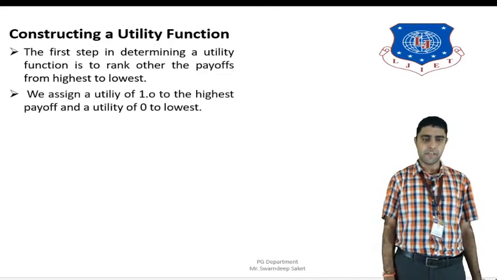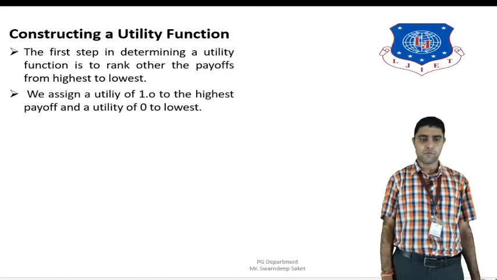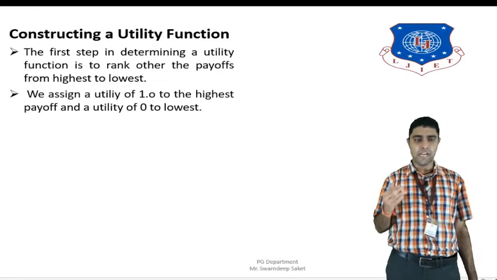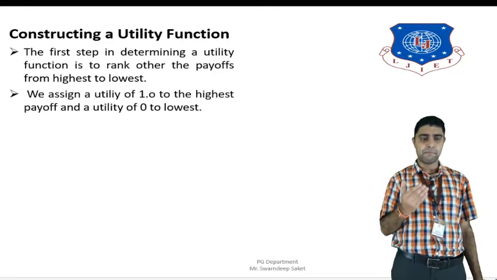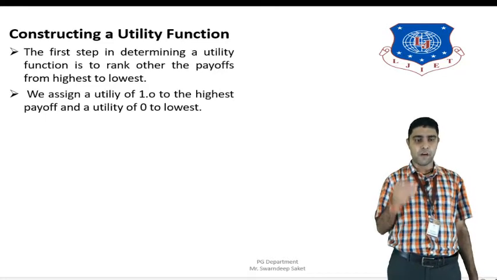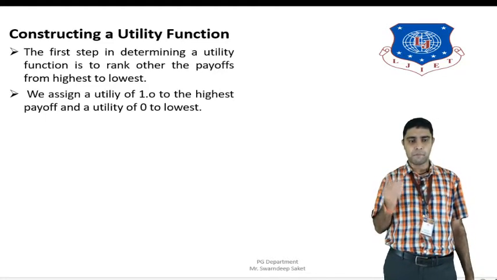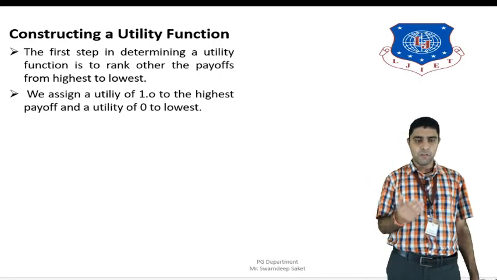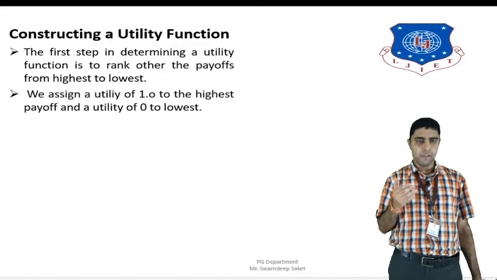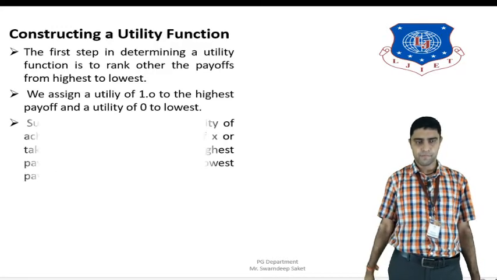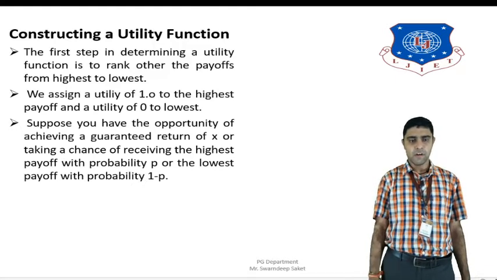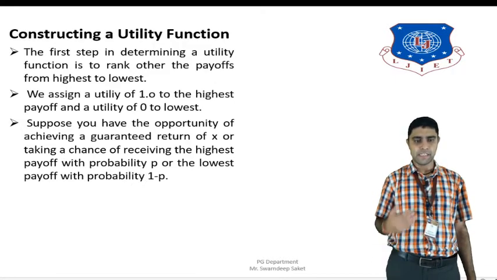We assign the utility value 1 to the highest payoff. So if it is the best outcome, or the highest value of the payoff in the payoff table, then we will replace the monetary value with utility value 1. If the payoff value is lowest, then we replace it with utility value 0 in the payoff table for constructing the utility function.